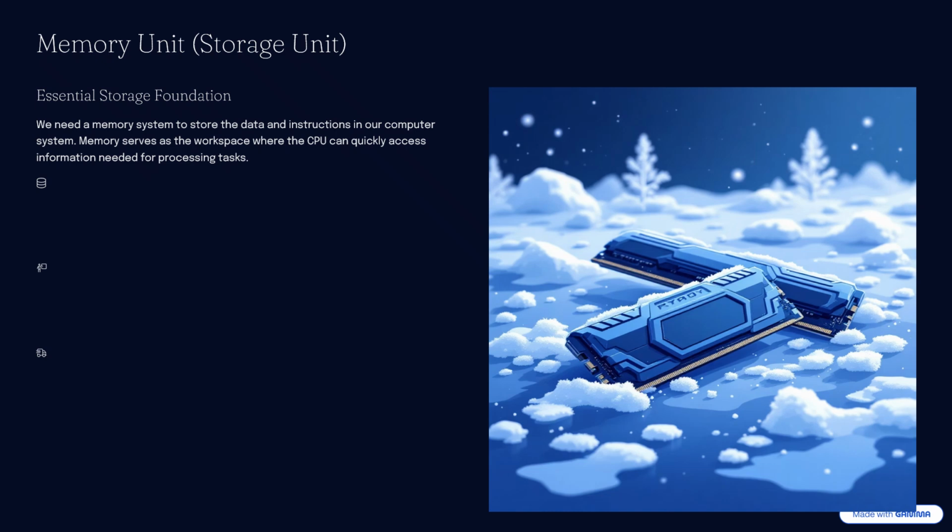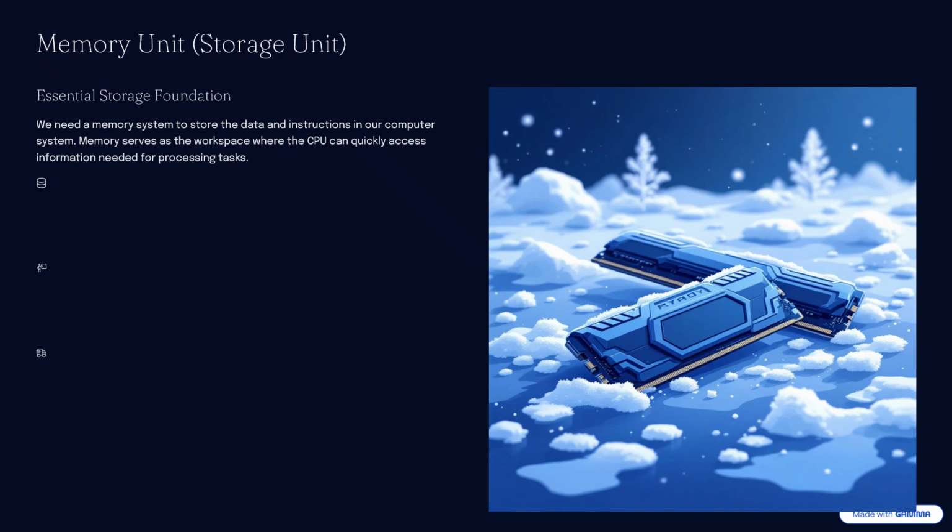Here are some key terms. That is data storage. It holds the information that needs to be processed. The second term is instruction storage. It contains the program instructions for execution. Third is quick access. It enables rapid retrieval for CPU processing.